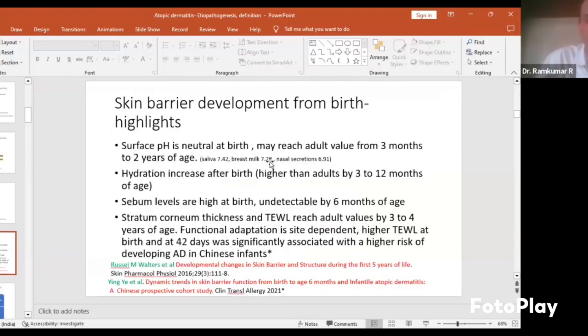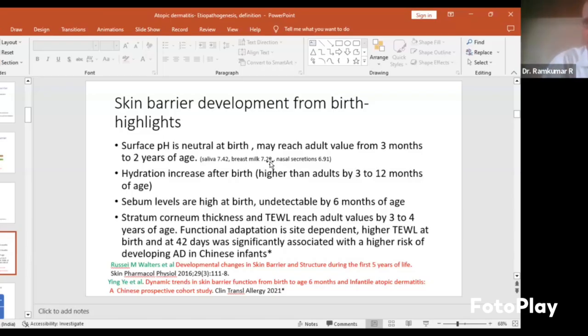This is a small slide about how the skin barrier development takes place. You know very well that sebum is very high at birth, and the hydration level also picks up after birth. But after 6 months, the sebum levels are not perceptible, and that is why in the 3 to 6 months period the child is prone to atopic dermatitis. And stratum corneum thickness and transepidermal water loss mature over 3 to 4 years of life.